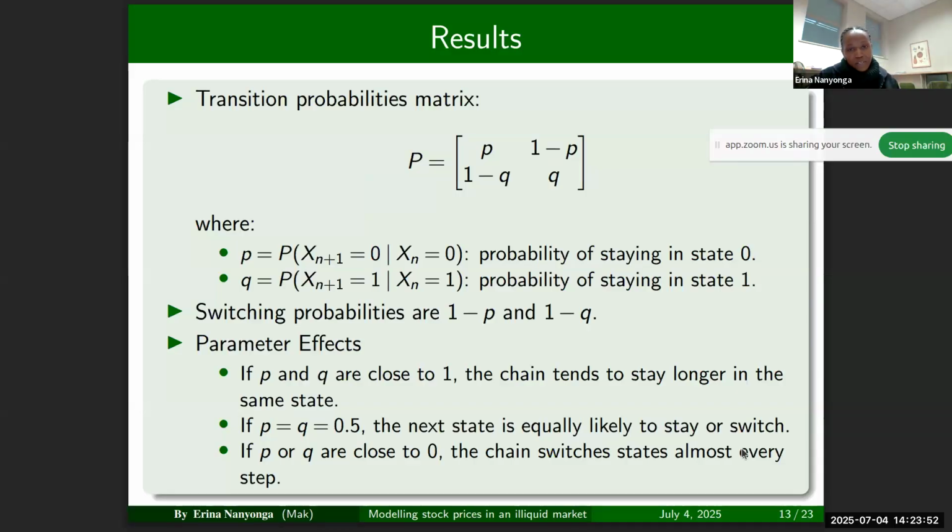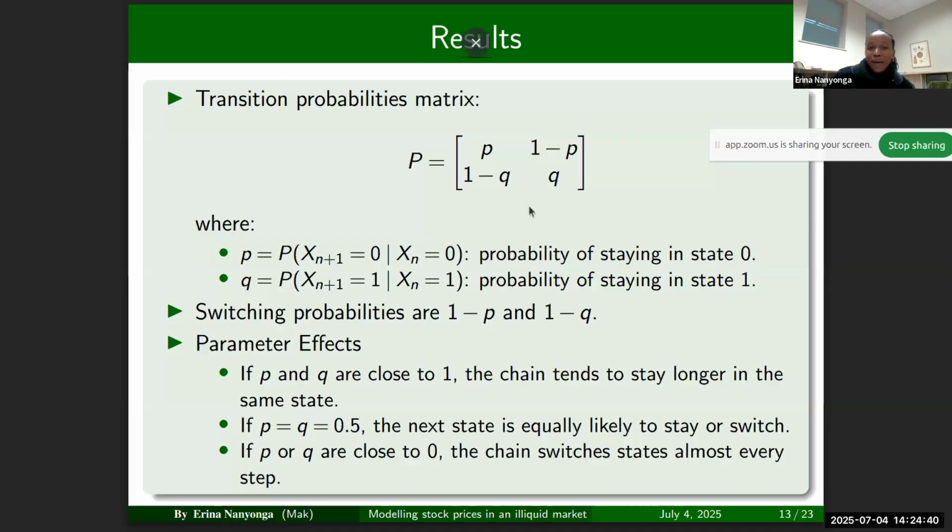So let's now have the results of the prices that we modeled. For the Markov models, we first had to get the transition probabilities to form the transition probabilities matrix. For each data set, we considered stocks at the Uganda Securities Exchange, mainly the ones that are considered liquid in that illiquid market, and counted the number of days when the prices were constant for each stock and when they were moving.